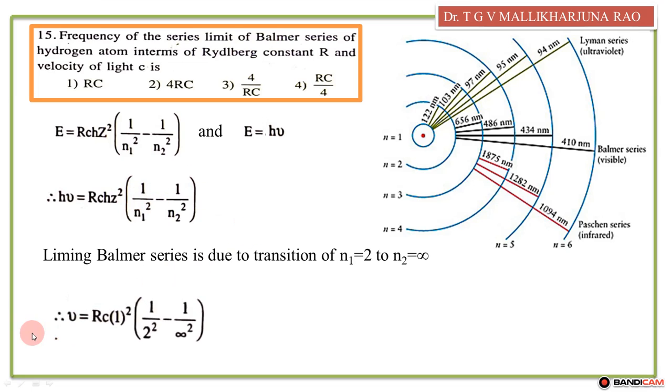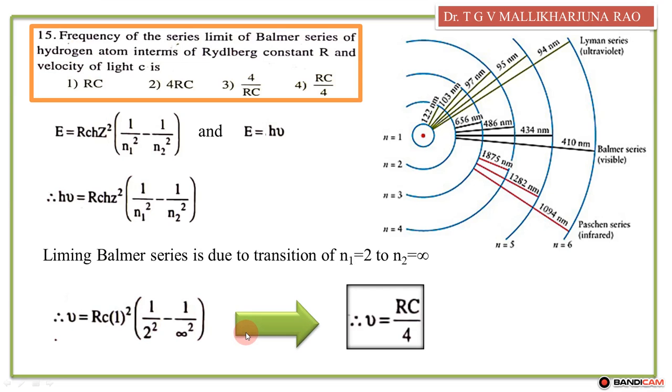What happened? Nu equal to Rc. Here Z equal to 1 describes the atomic number of hydrogen, into 1 by 2 square minus 1 by infinity square. From this, we get frequency nu equal to Rc by 4. Therefore, limiting frequency here is Rc by 4, that is the fourth option is correct.